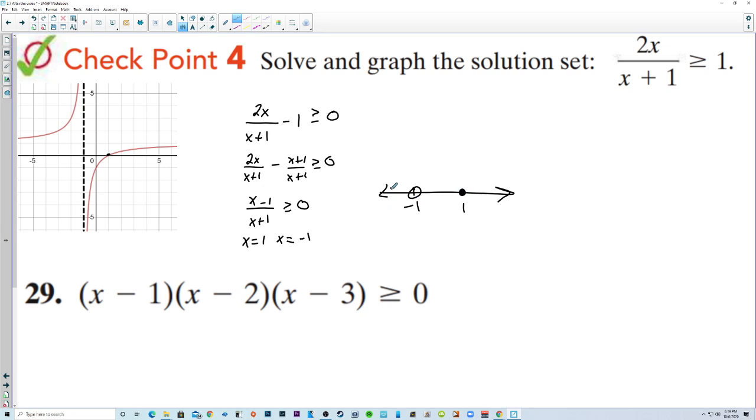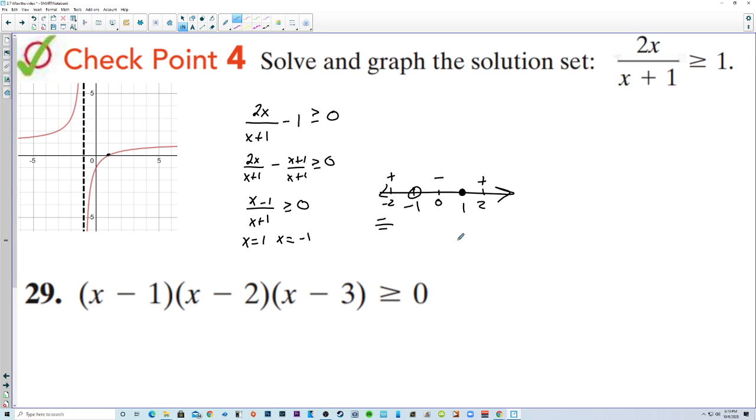Now if we plug in negative 2, we get negative 2 minus 1. That's negative 3 over negative 1. So negative over negative is a positive. And we can see over here on the graph that to the left of negative 1, the graph is indeed positive. So now negative 1 to 1, 0 is in there. So negative 1 over positive 1, that's negative. And then over here is 2. So 2 minus 1 is 1, and 2 plus 1 is 3. That's positive. Now we want greater than or equal to 0.